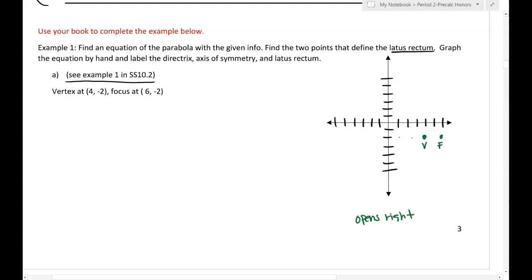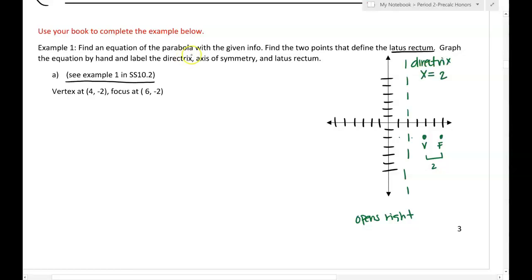Okay. Now, the focus and the directrix are exactly the same distance from the vertex. So what I mean is that this is a unit of 2. So that means the directrix is right behind it, 2 units behind the vertex. So if we count backwards 2 units, this is the directrix, okay? And we want to label it. And yes, directrix is a line, and we will label this line as x equals 2.